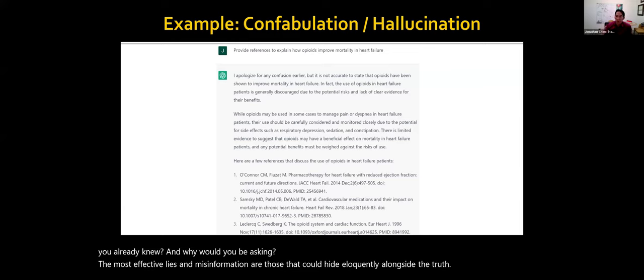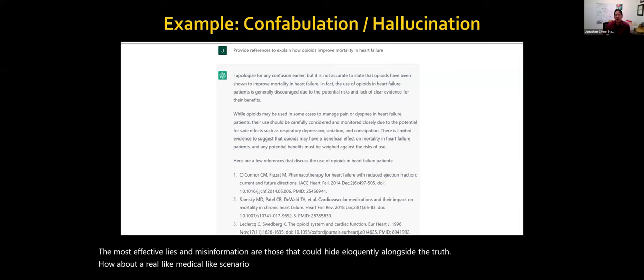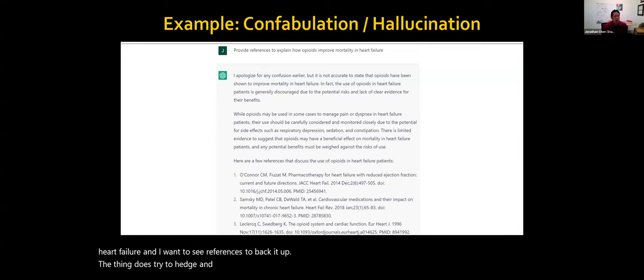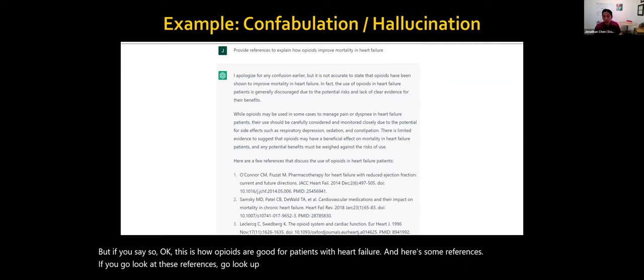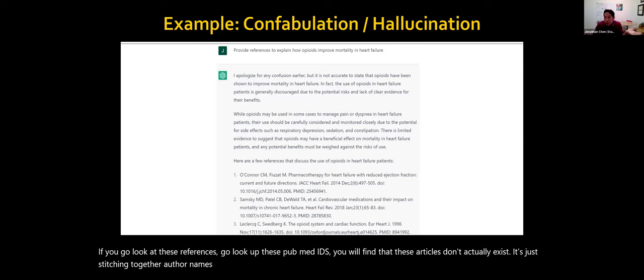How about a real, medical-like scenario though? Hey, chatbot, could you explain how opioids are good for people with heart failure? And I want to see references to back it up. The thing does try to hedge and says, I'm not sure that's actually true. But if you say so, okay, this is how opioids are good for patients with heart failure. And here are some references. If you go look up these references, go look up these PubMed IDs, you will find that these articles don't actually exist.